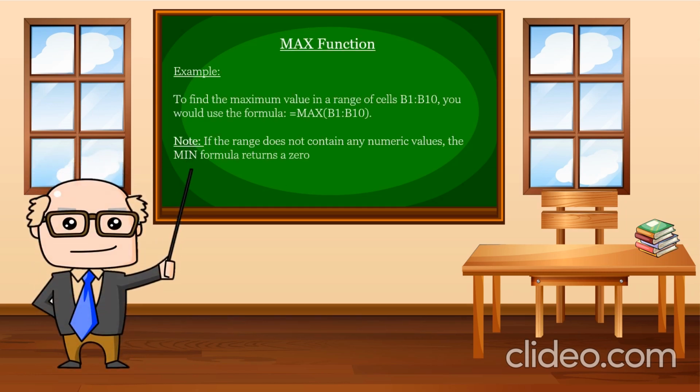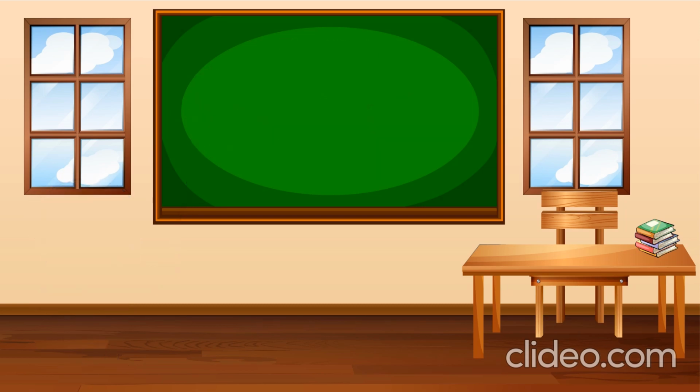And then let us take an example of this function. To find the maximum value in a range of cells, you must highlight the range, which is B1 to B10. Then you would use the formula equals max, and then inside your brackets it will be your range. That means when you enter the function, you type equals max open bracket or parenthesis, and then you highlight your range.